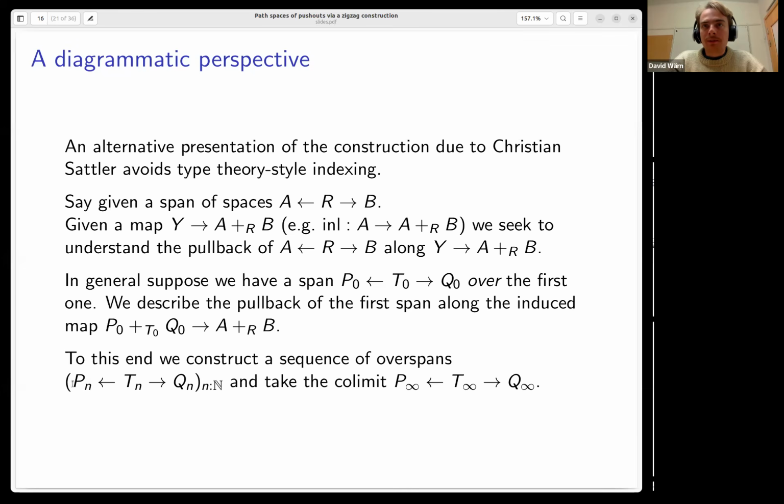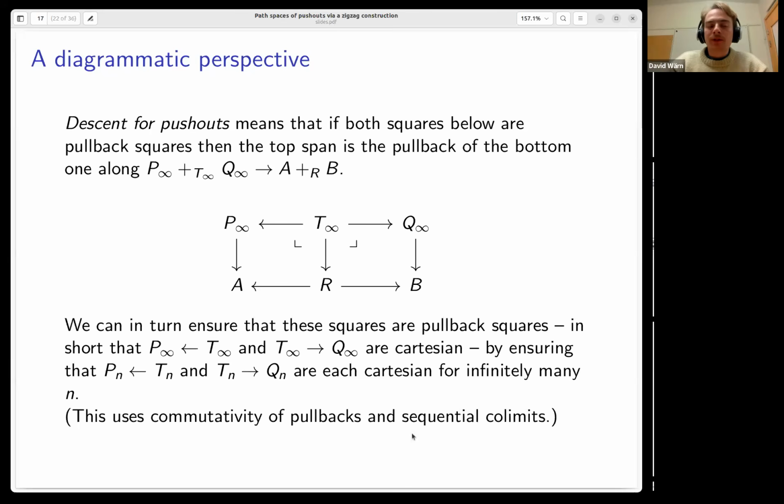And the construction proceeds by constructing a sequence of spans over A, R, B, Pn, Tn, and Qn, and then taking the colimit of the sequence of spans. So it's a pointwise colimit, if you like. And it's still a span over A, R, B. So we want to do this in such a way that this colimit is the desired pullback. And to this end, in a diagrammatic presentation, this universal property of Gauss von Römer essentially expresses descent, but we can just use descent for pushouts here directly.